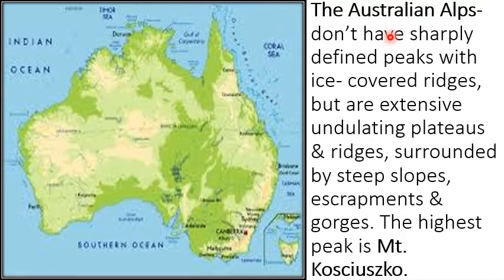Australian Alps. Unlike the European Alps, the Australian Alps are not towering, sharply defined peaks with ice-scoured ridges, but are extensive undulating plateaus and ridges. They are surrounded by steep slopes, escarpments. Cliffs are also known as escarpments, and the gorges. U-shaped valleys are known as gorges.